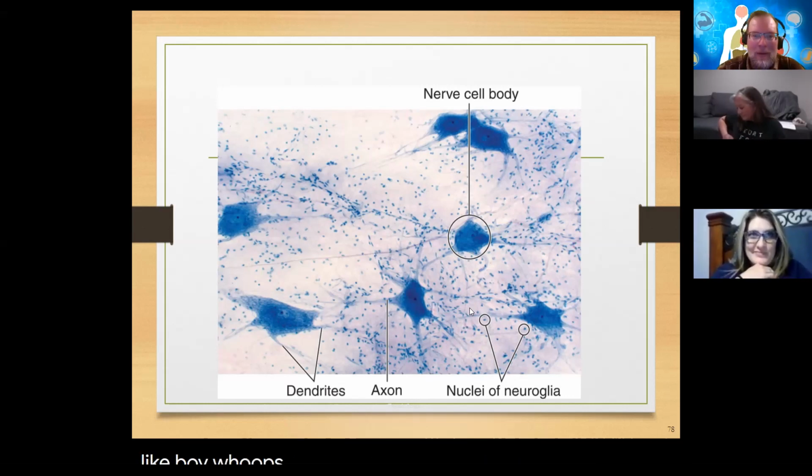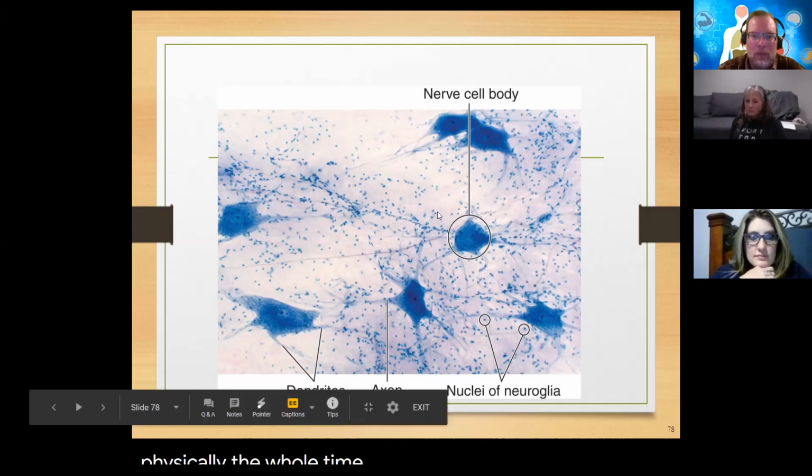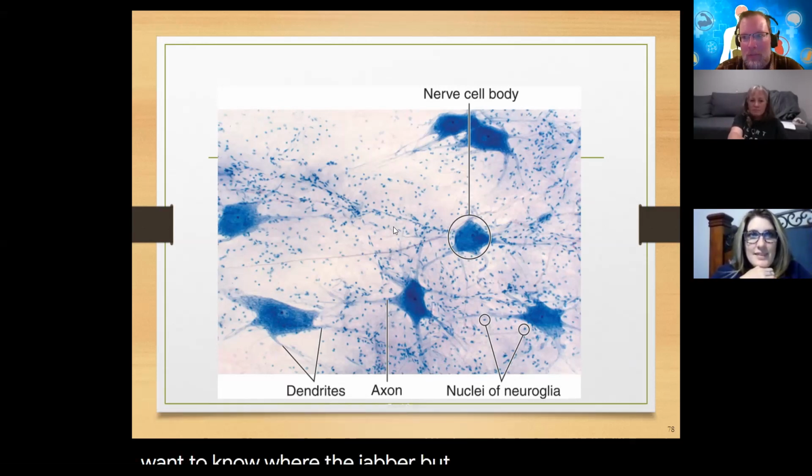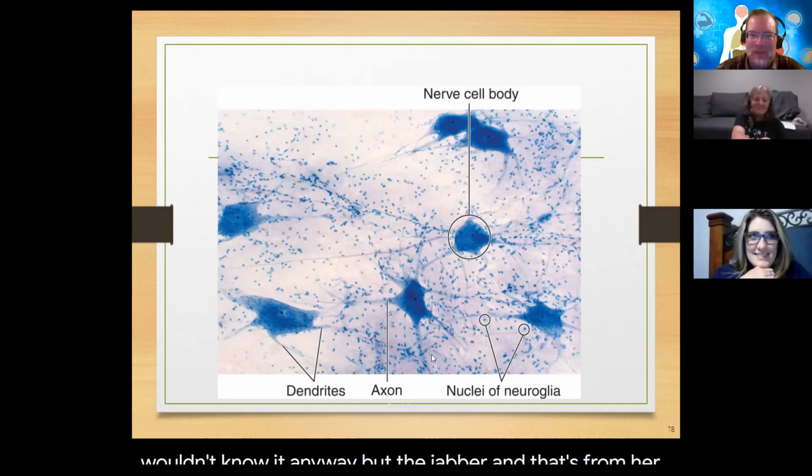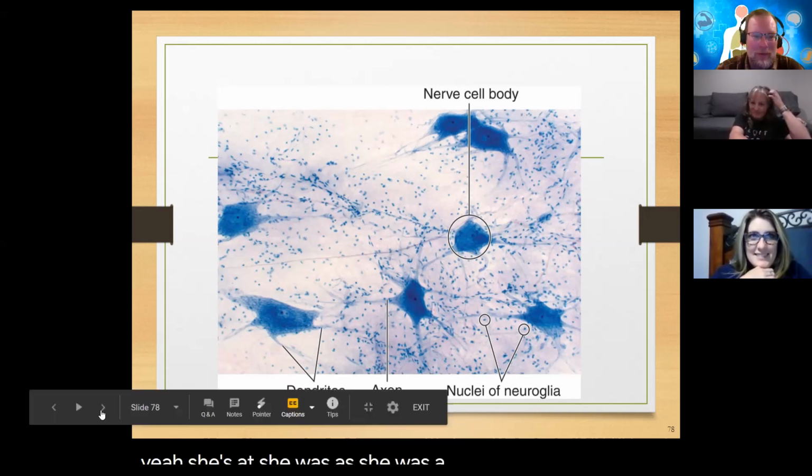Anyway, she's awesome. She was a trooper the whole time. She was healthy as a horse physically the whole time. So at the very end, if you want to know where the jabber comes from, maybe I'll end up with Alzheimer's. I don't know, but I hope not. But I wouldn't know it anyway. But the jabber is from her. Yeah, she was a jabberbox. My other three grandparents were mutes. You couldn't get them to talk if you paid them, but she was.